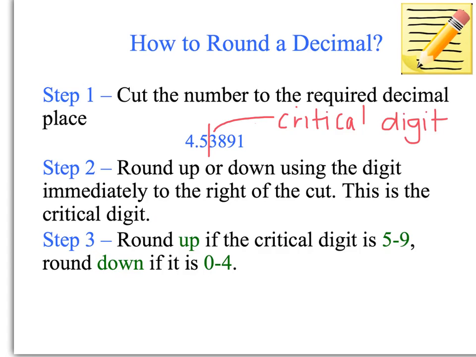Now, rounding down just means we leave it as the original, the number that's already there. So we round down to the 5. So therefore, the answer is 4.5. If we had to round up, so if the critical digit was 5, 6, 7, 8 or 9, then we would round it up to 4.6. But in this case, we don't need to.